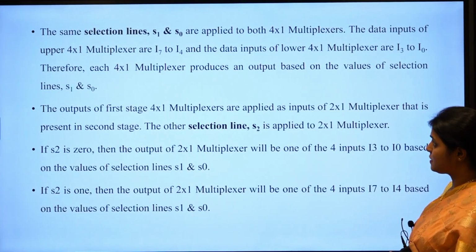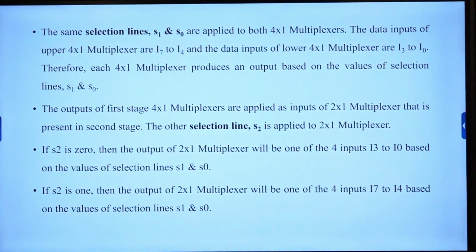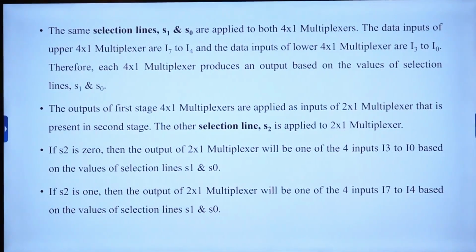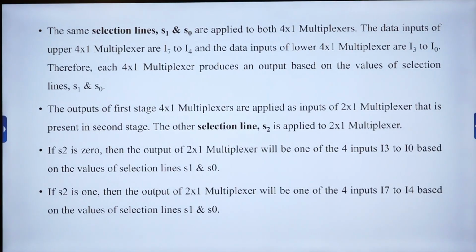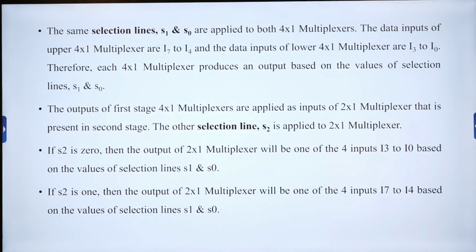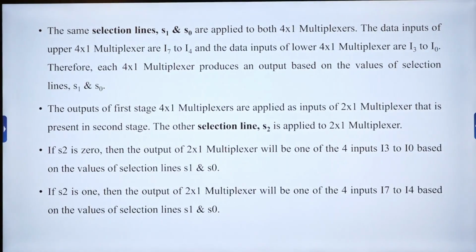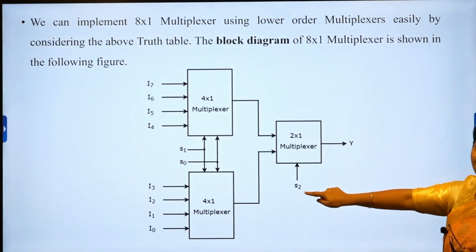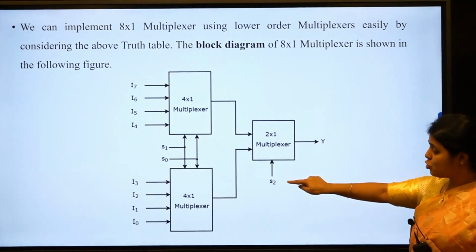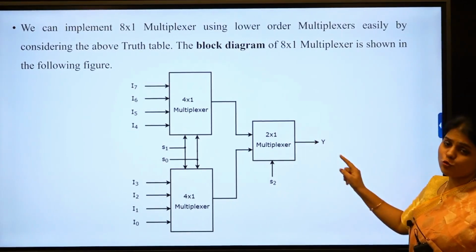Now as you can see here, the same selection lines S0 and S1 are applied to the first stage, that is the lower and upper 4 by 1 multiplexers. The lower one will have inputs from I0 to I3, and the higher multiplexer will have inputs from I4 to I7, whereas each 4 by 1 multiplexer produces one output, which is connected to the 2 by 1 multiplexer. When you look at this figure, the output is totally dependent on S2, which is the select line for the 2 by 1 multiplexer.